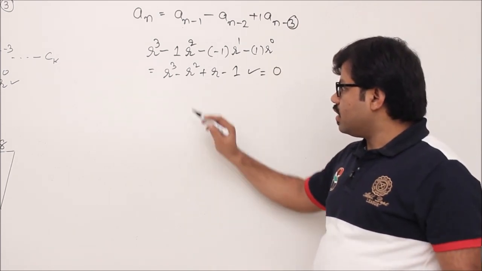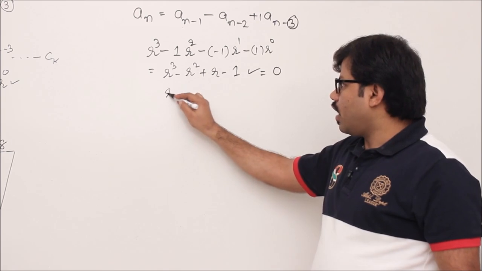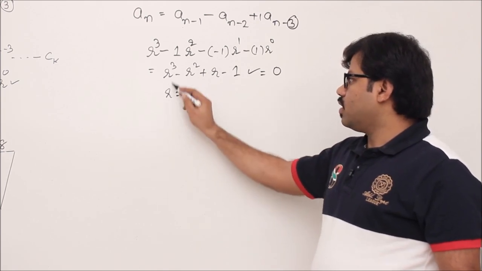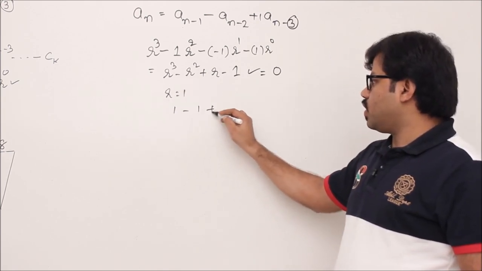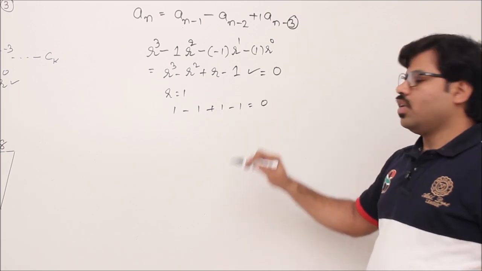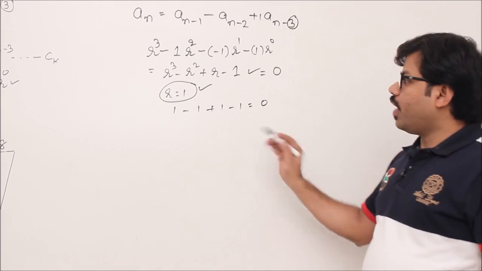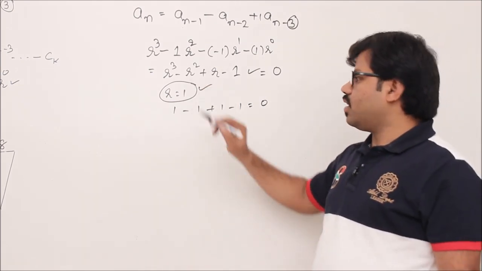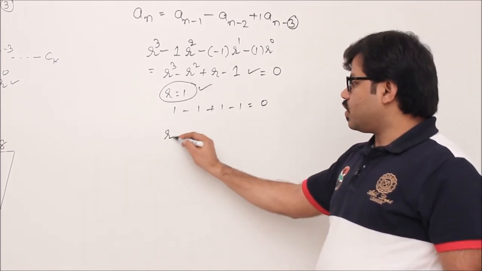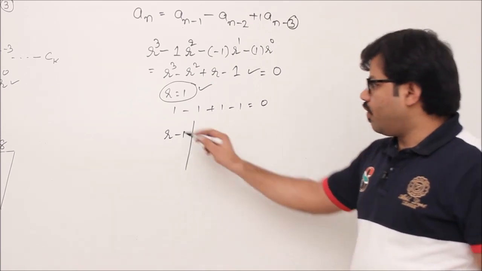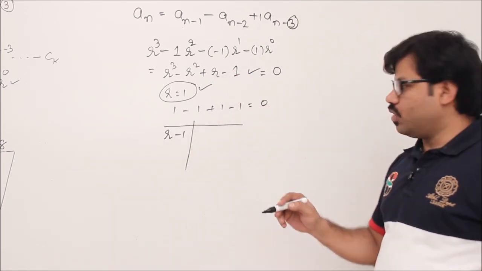Then it is easy to see that if I substitute r equal to 1, what happens? It will be 1 minus 1 plus 1 minus 1, which is 0. Correct? That means this equation has one root, which is 1. We have to find out other roots. For that we have to divide this equation with r minus 1. Let's do it. Either you divide, otherwise we can use one trick. I will tell you that also.